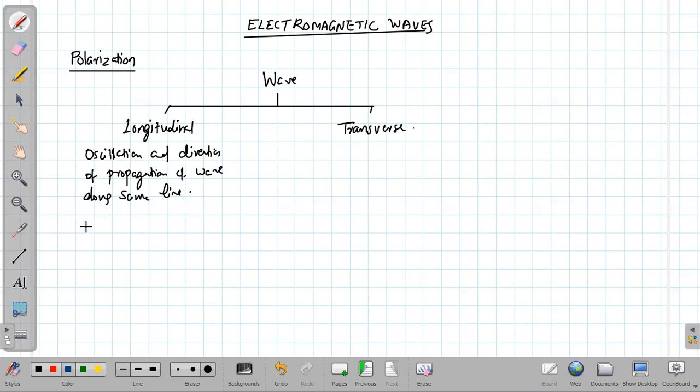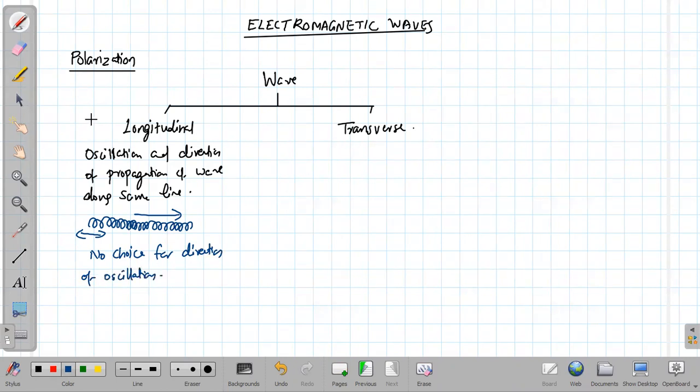So the best example is the wave passing through a spring. If you oscillate one end of the spring like this, then there will be energy propagation in the forward direction. So there the oscillation of the spring and the propagation of wave are along the same direction. Such kind of wave is called longitudinal wave. And in case of longitudinal wave, there is no choice for direction of oscillation.